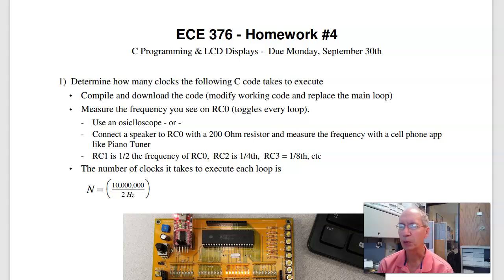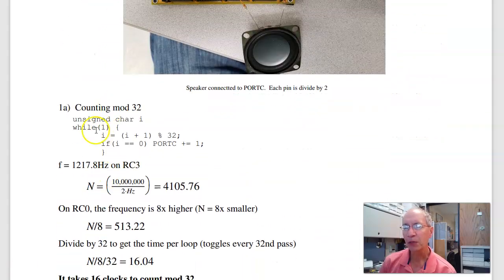Here are solutions to homework set number 4 for ECE 376 Embedded Systems. This homework set looks at C programming and the LCD display. Now the first problem is, how long does it take C code to execute? For example, if I have the following code, can I measure the execution time?